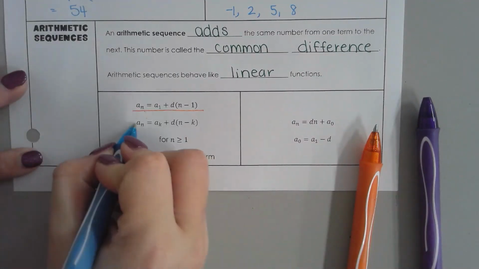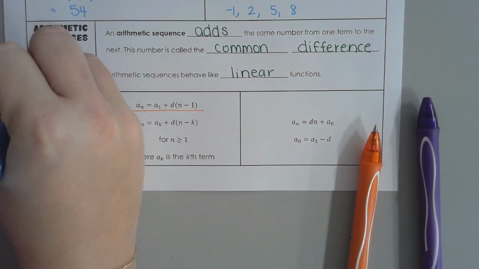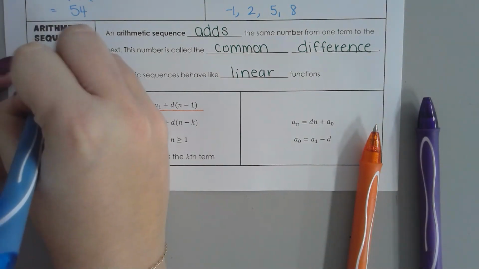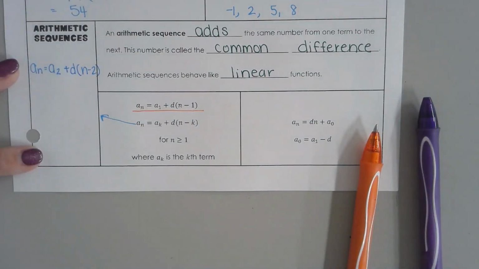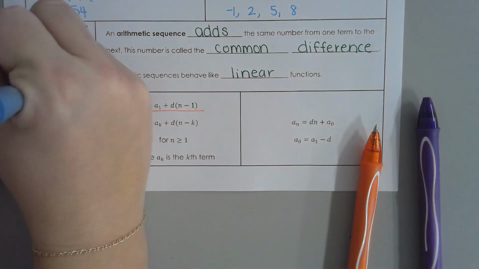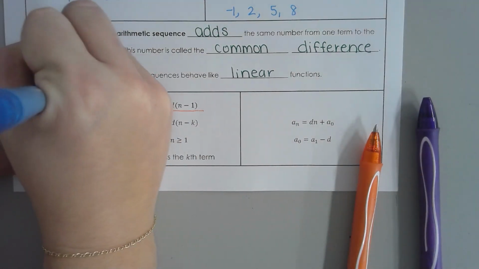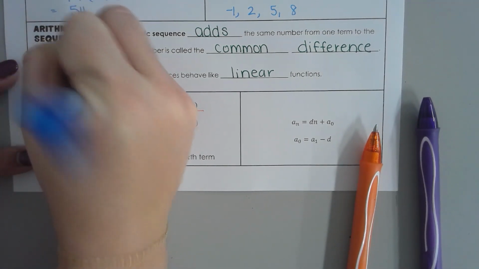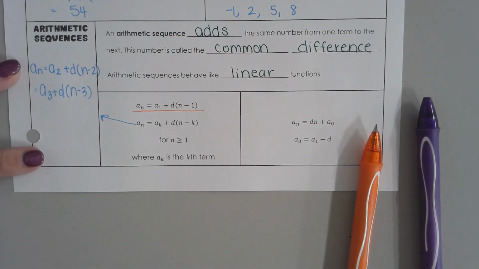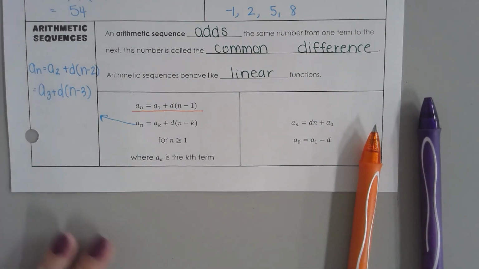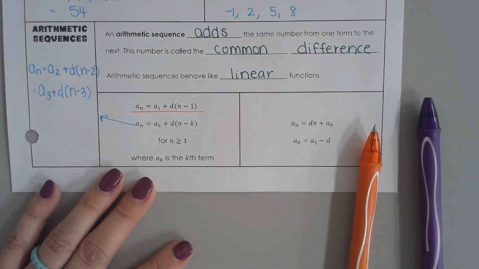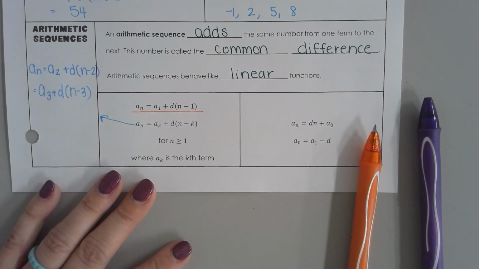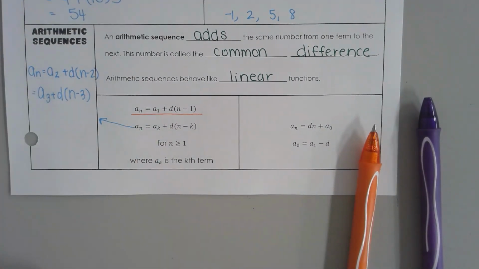Like, for example, it could be A2 plus D, and then use N minus 2. So if I give you the second term, you could use that in your formula. It could be A3 plus D times N minus 3. Or A4 if you use N minus 4. So you could use any term that's in there, which will come in handy. It'll make some problems easier that I made harder in Algebra 1 or Algebra 2 because I only showed you this one formula.